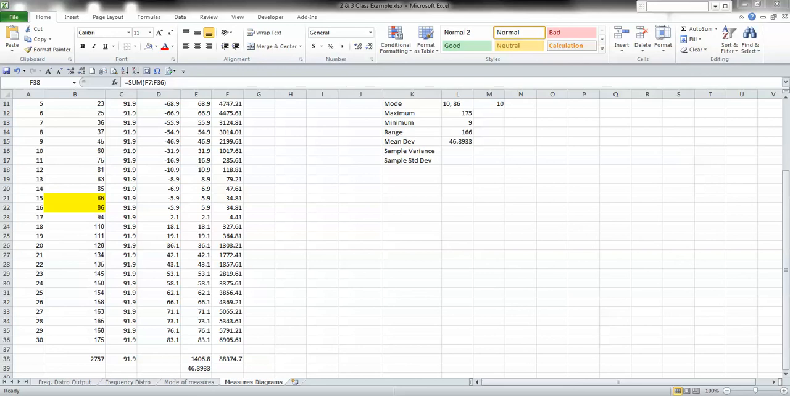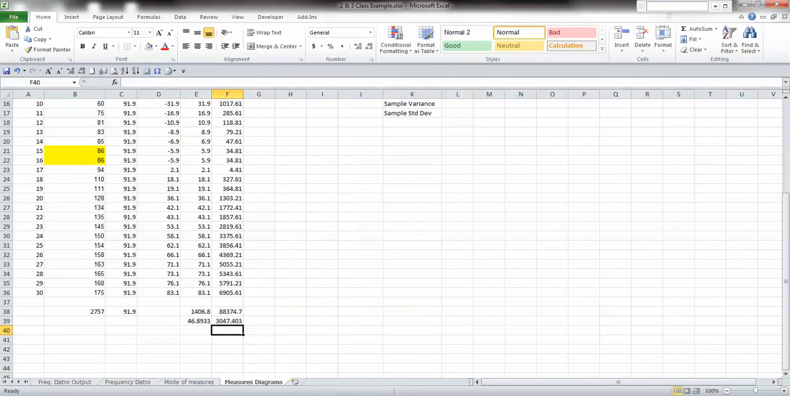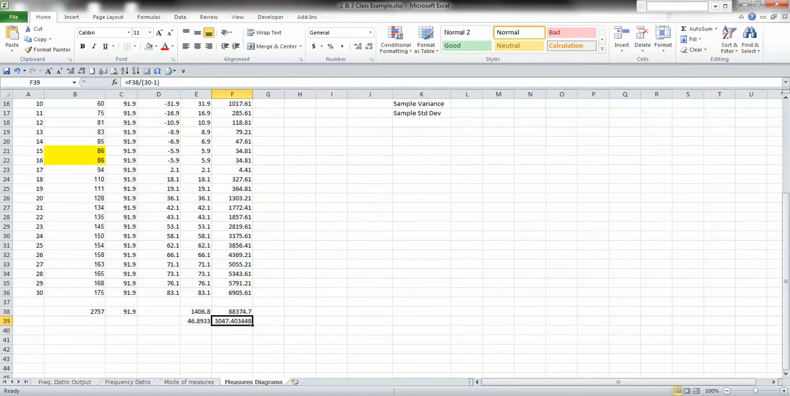In order to calculate the sample variance, we have to divide that sum. So we're going to divide that sum by n minus 1. And I know you can do the math and put a 29 in the bottom, but I'm doing this just for clarity's sake. Our n is 30 minus 1. And we get 3047.403, depending on how wide your column is. And we'll just bring it down here to 3047.4034. And that is our sample variance.